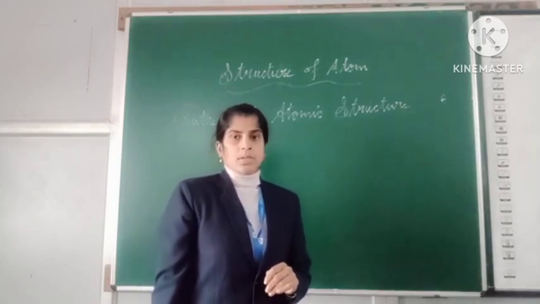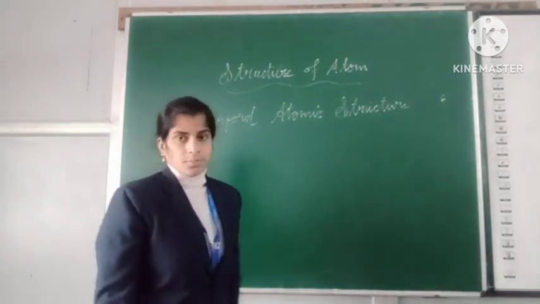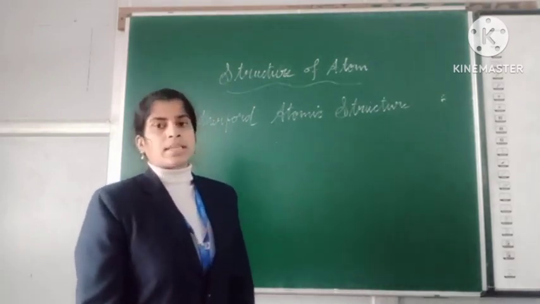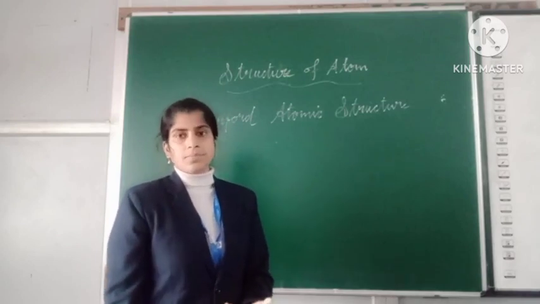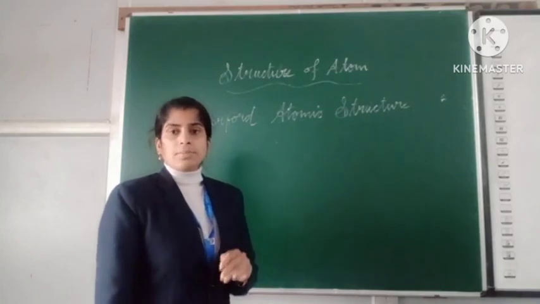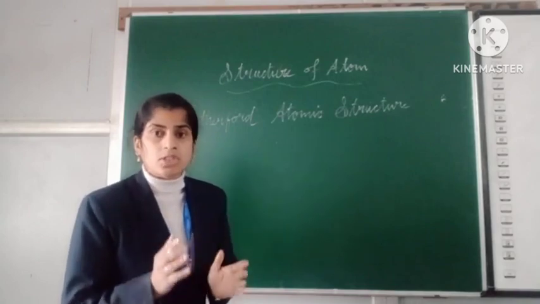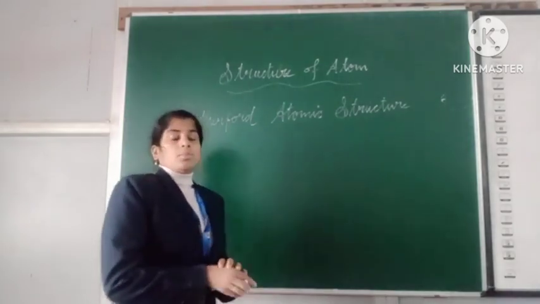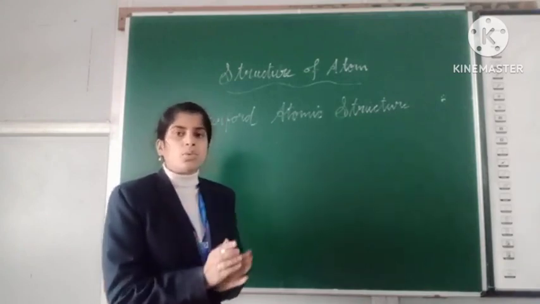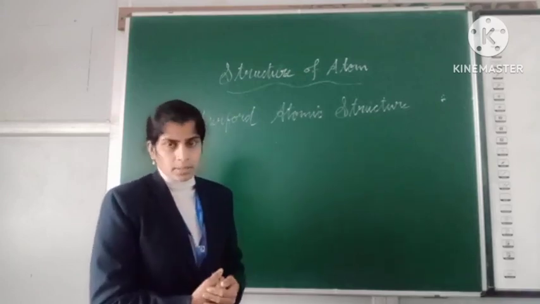Now we are going to discuss Rutherford's atomic structure. You know that Rutherford did the alpha scattering experiment. In 1911, Rutherford described the atom as having a tiny, dense and positively charged nucleus. So the center, the core of the atom, is the nucleus, which contains the positively charged subatomic particle.